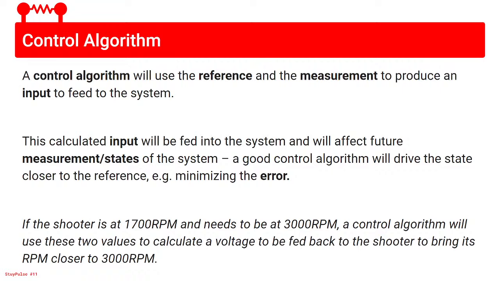In a similar example to the last slide, if your shooter is reading 1700 from its sensors, but you want it to be at 3000, a control algorithm will use those values and calculate a voltage. It will feed that to the motor that's spinning the shooter, and ideally, with a good algorithm, the RPM of the shooter, that 1700, will get closer and closer to 3000.